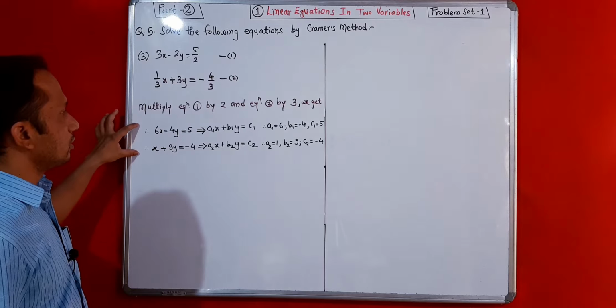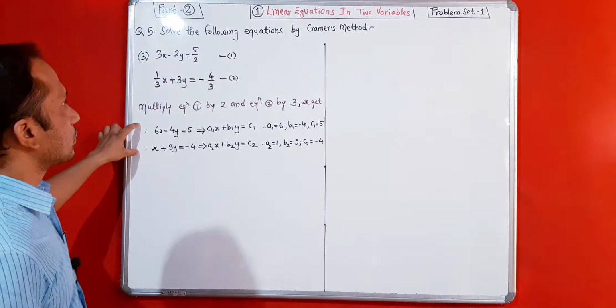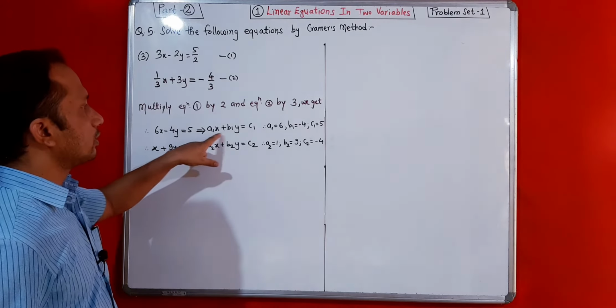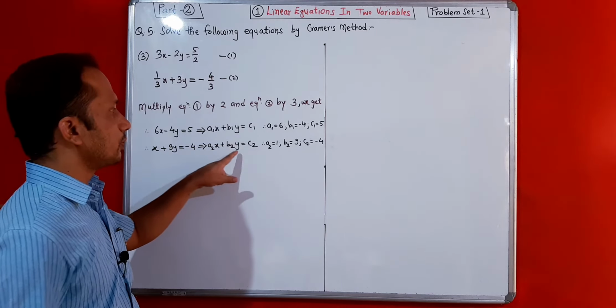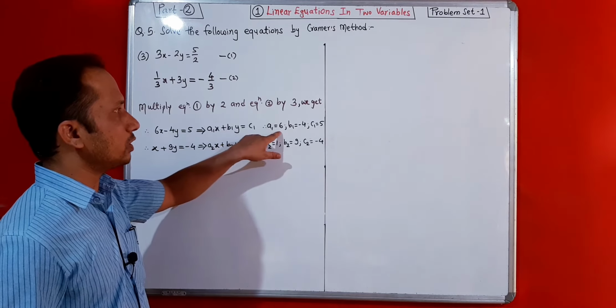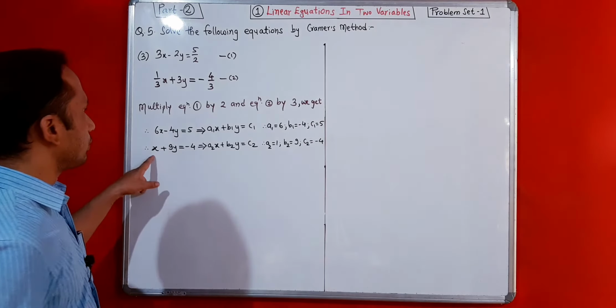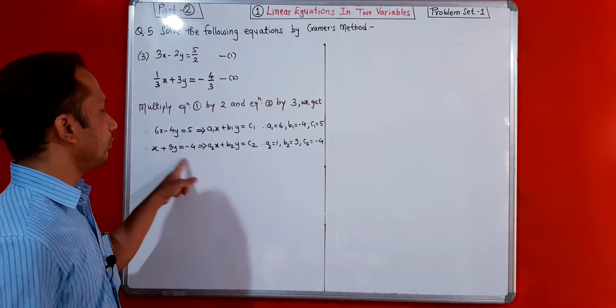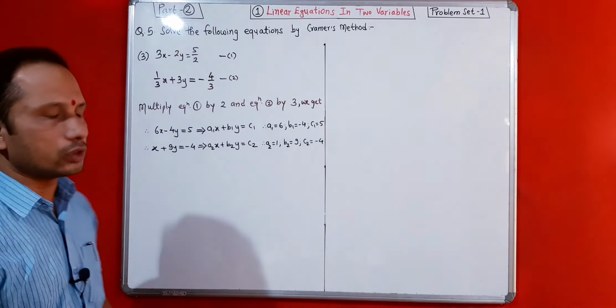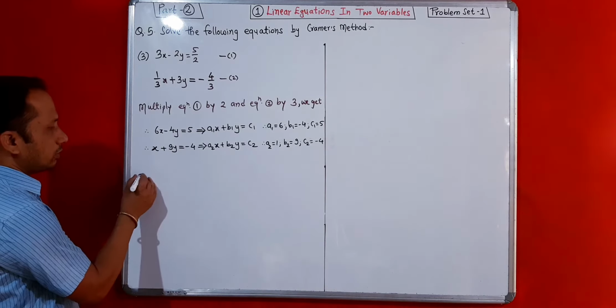Okay, these are the obtained equations by the process. Therefore a1x plus b1y is equal to c1, a2x plus b2y is equal to c2. Compare: a1 is equal to 6, b1 is equal to minus 4, and c1 is equal to 5. So a2 is equal to 1, b2 is equal to 9, and c2 is equal to minus 4. So let's have the solution.